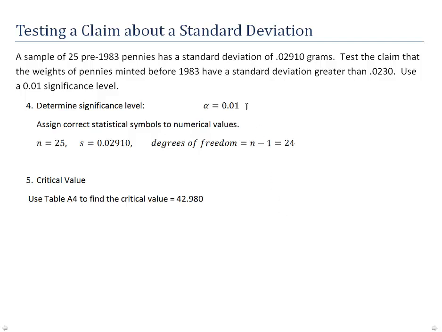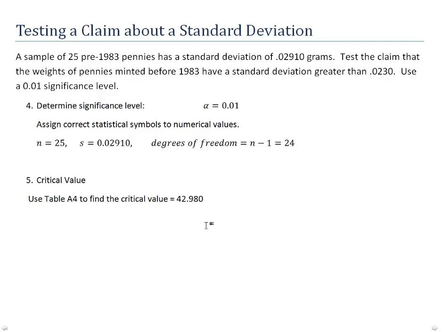All right, in the next step, we make sure we have a significance level. We do. It's a 1%, or alpha equal 0.01. And reading the paragraph, we see there's some other important information there. The sample size, N, is 25. 0.0291 is an S. It's a sample standard deviation. And since we're using a chi-squared probability distribution, we'll need a degrees of freedom, but that's easy to calculate. That's just N minus 1, or 24.